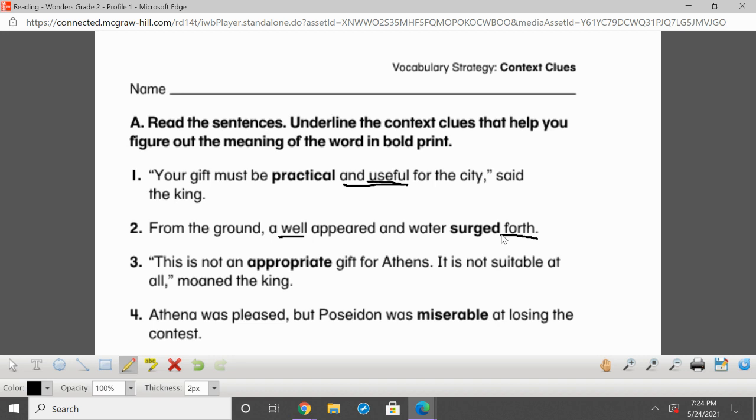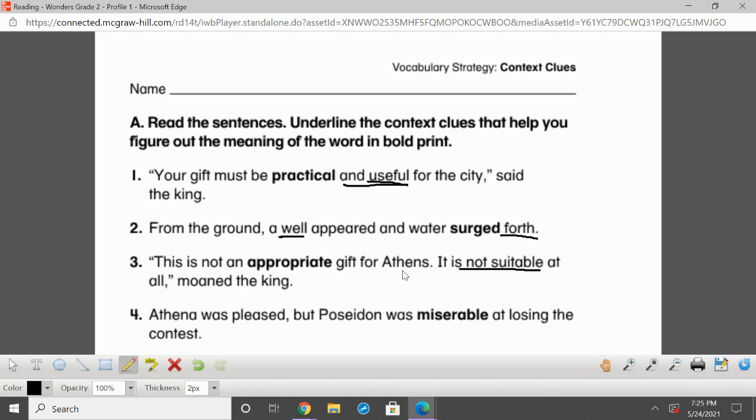Well, something that really sticks out to me is this word suitable. Well, actually a couple words. It is not suitable. So if something's not suitable, that means it's not fit. It's not correct for that situation. So I think that's what appropriate means, because this sentence kind of restated what appropriate meant, right? And sometimes that's what context clues do.